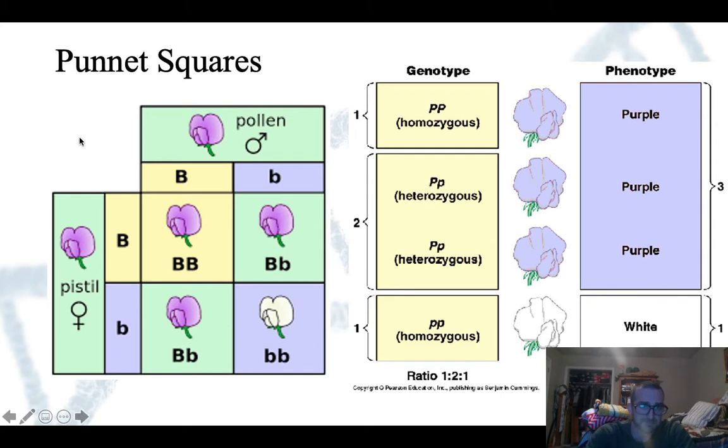So, for example, we are going to cross two pea plants together. And we have our male up here and our female over here.